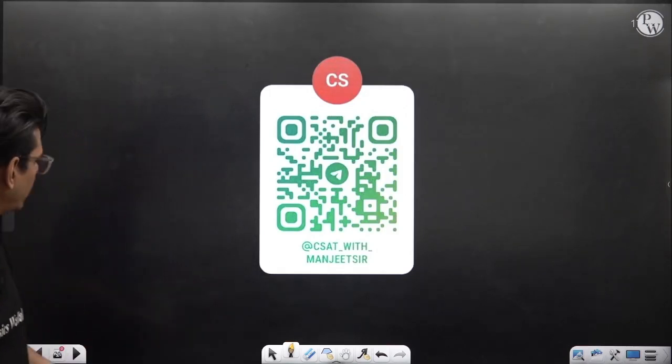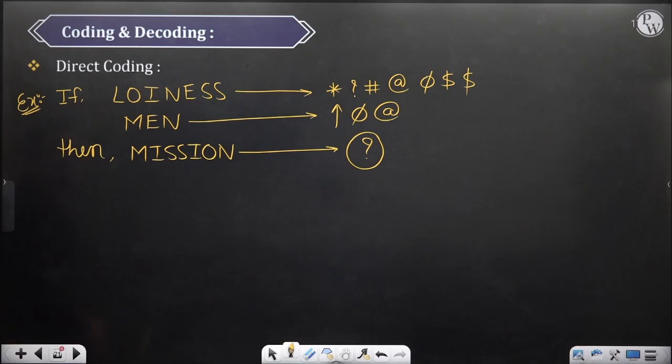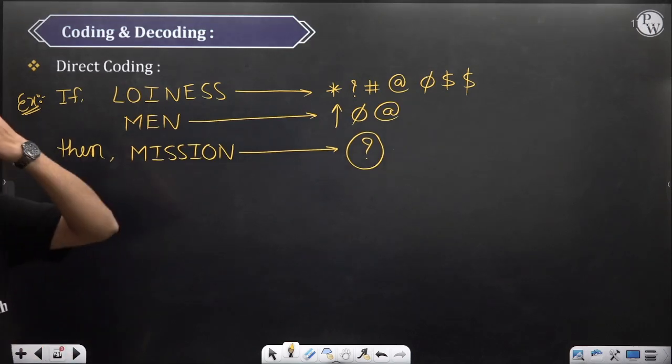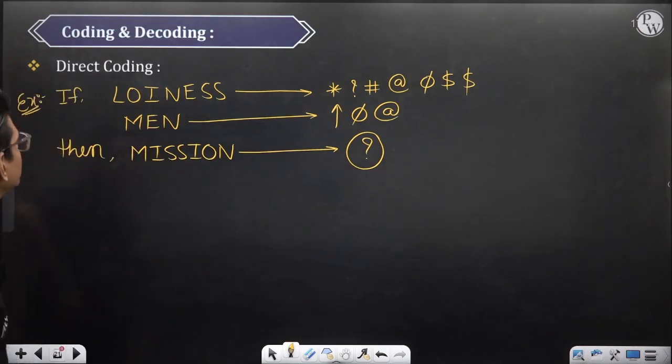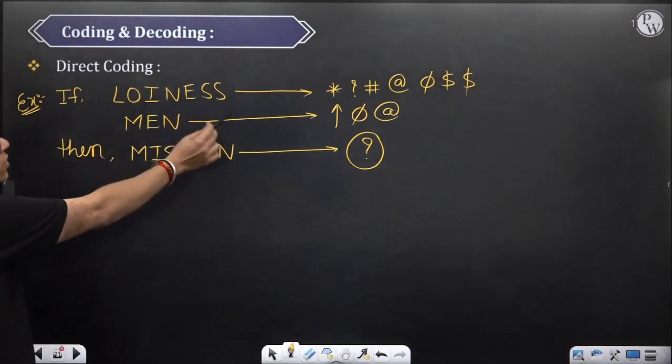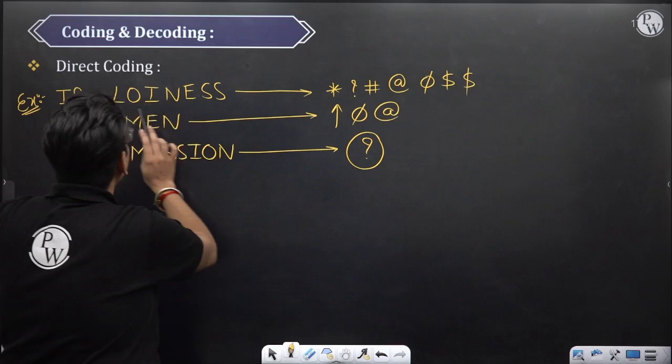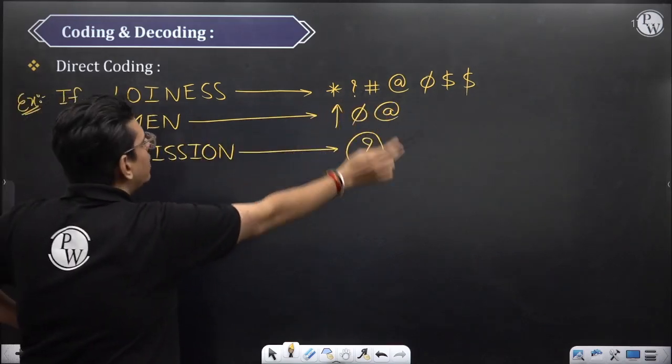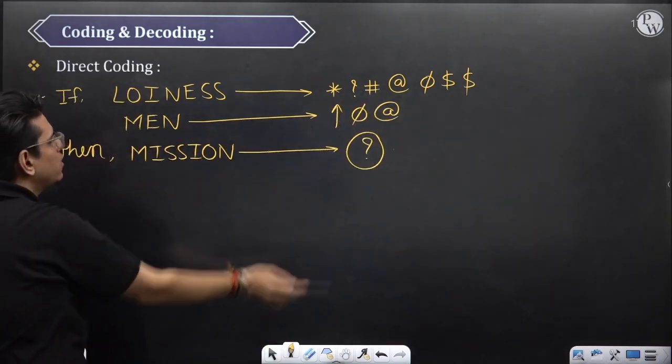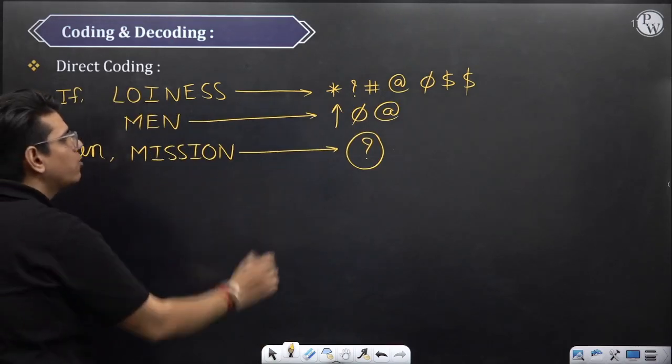Let's start with the third type then, which is direct coding. In direct coding, what is given? If Linus is coded as this, so every term is coded as a symbol, and men is coded as this. So we need to find what is the code for mission.